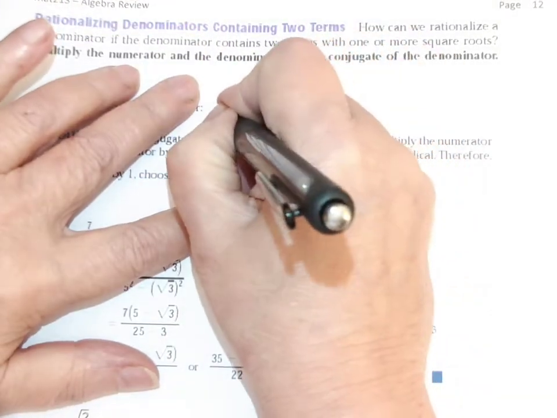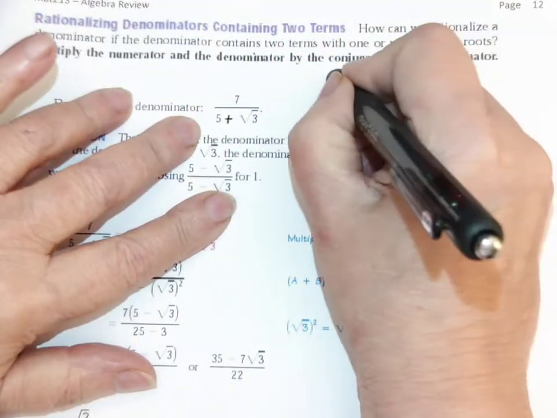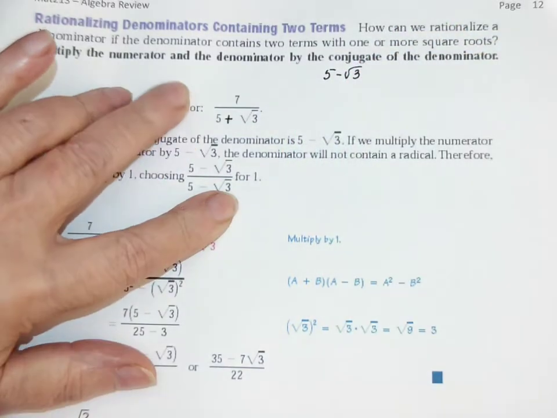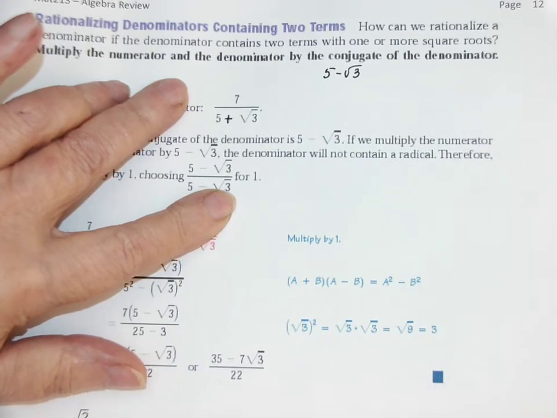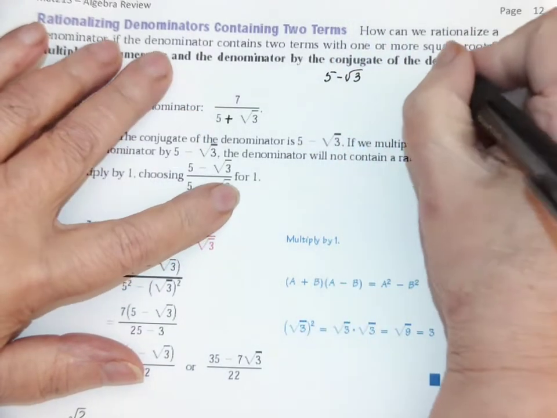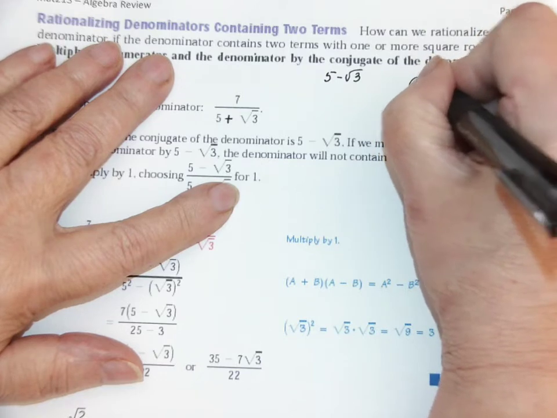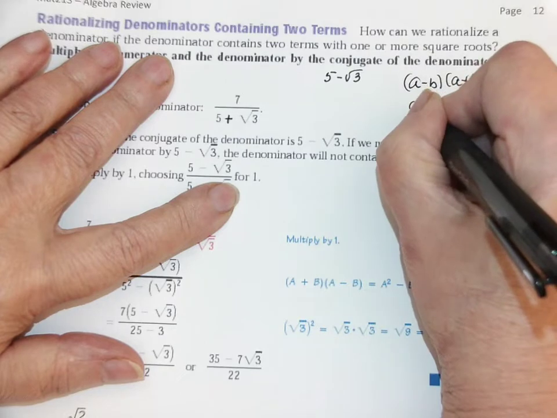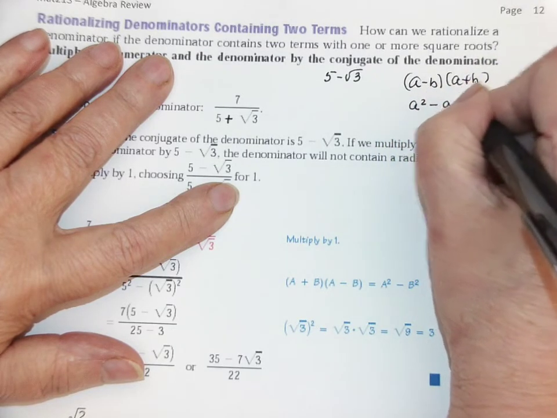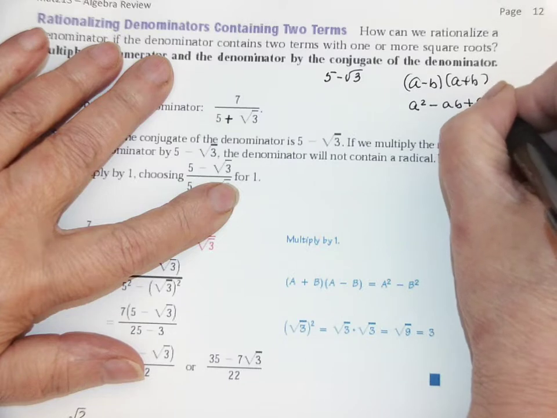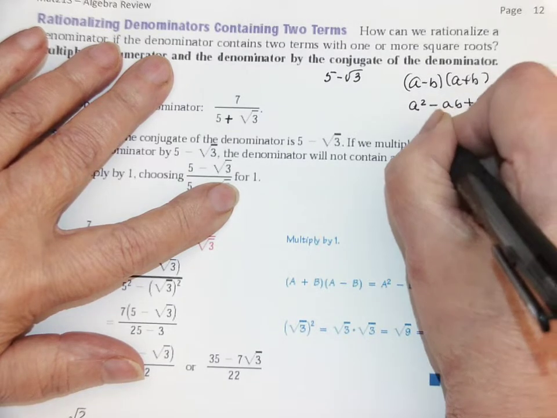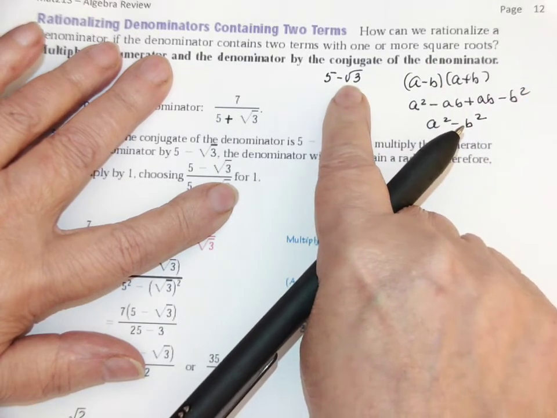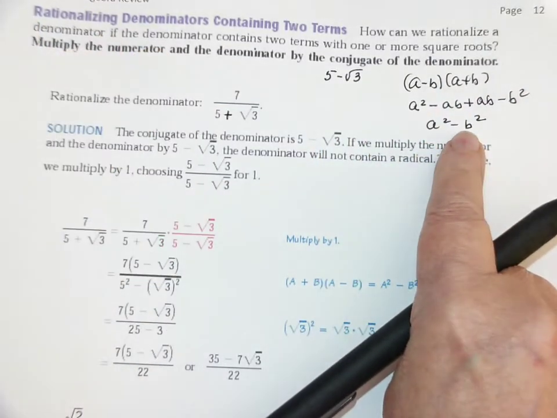Now, this is 5 plus the square root of 3. Its conjugate would be 5 minus the square root of 3. That comes from the difference of squares, which eliminates the center term. So if I had a minus b times a plus b, this would be a squared minus ab plus ab minus b squared, which is a squared minus b squared. You square each one individually so that you don't have a center term.